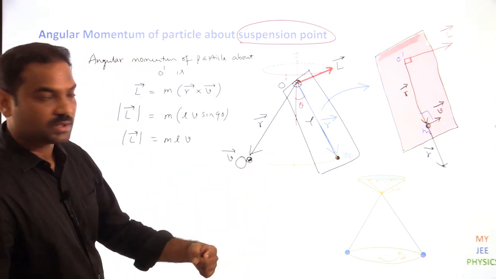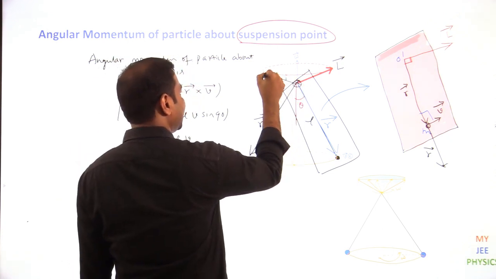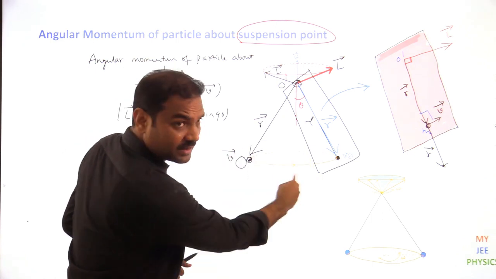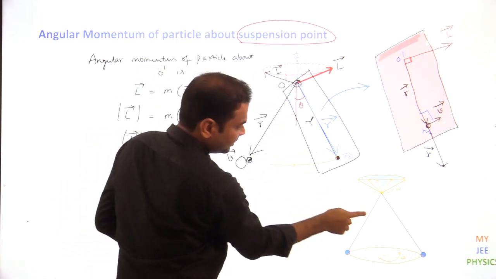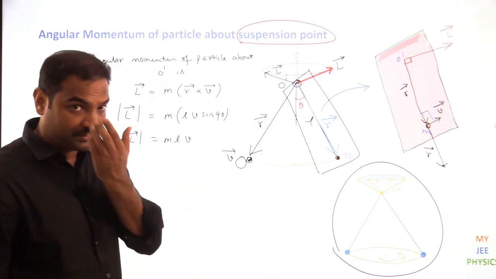Okay, now V bar is coming out. So V bar cross R bar again. If I go V bar plus R bar, then I get L bar something like this. So as the particle is revolving, this L vector also will revolve. You can imagine this from the diagram.